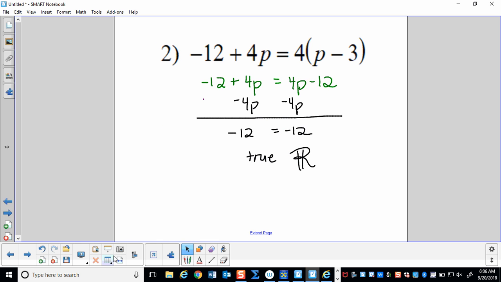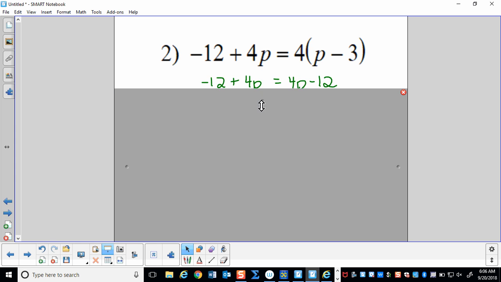In this next instance, the variable disappears. So let's look. Our first step, we distribute. And as you can see, we have the same expression on both sides: -12 plus 4p equals 4p minus 12. So whatever I would put on the left side, it's going to equal on the right.